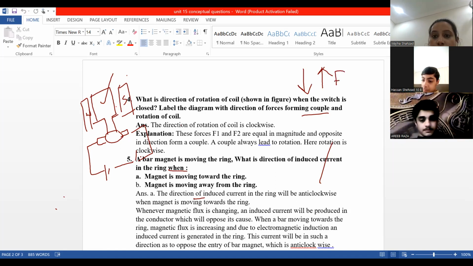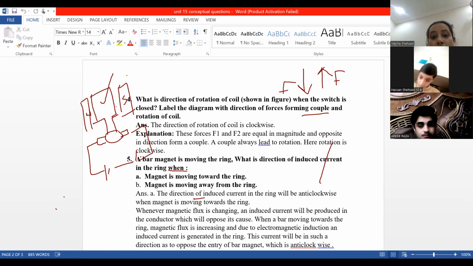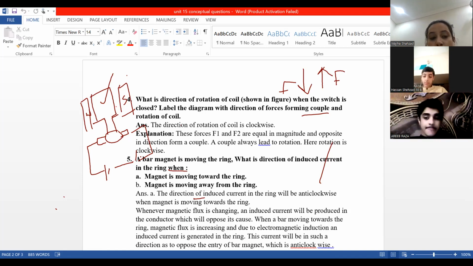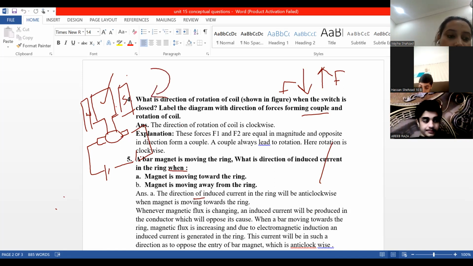So if they have opposite directions, their lines of action are also different. This force is in upward direction and this force is in downward direction, right? So these forces F1 and F2 are equal in magnitude, but they are opposite in direction. That's why they form a couple in this coil. A couple always leads to rotation. Here the rotation is clockwise. So this is a clockwise direction, right? If we apply the current in this direction, the rotation of this coil will be anti-clockwise.